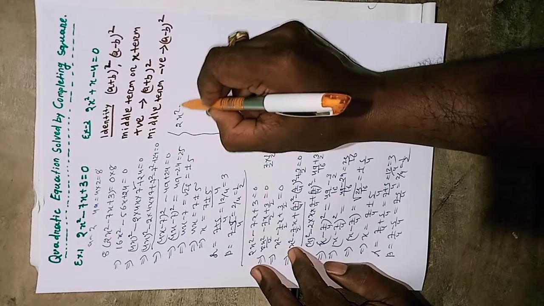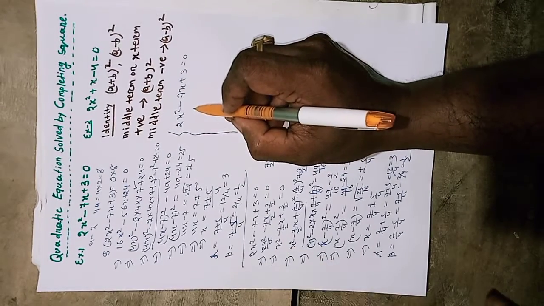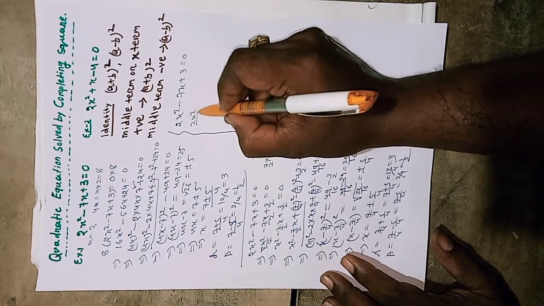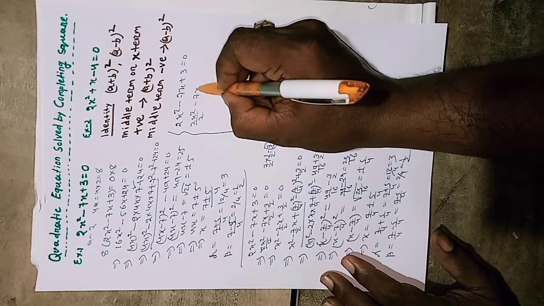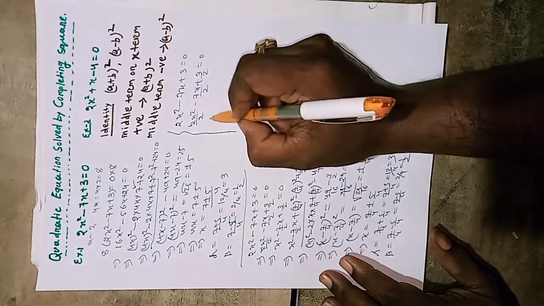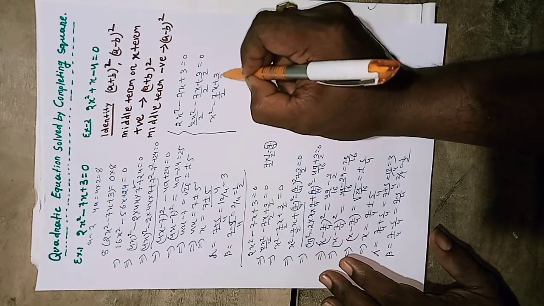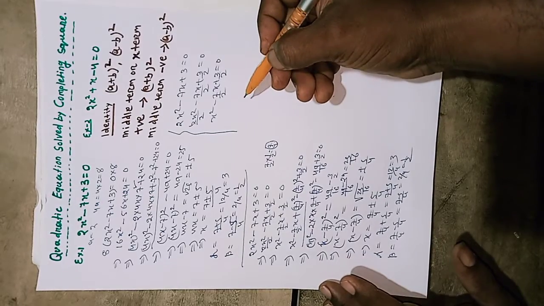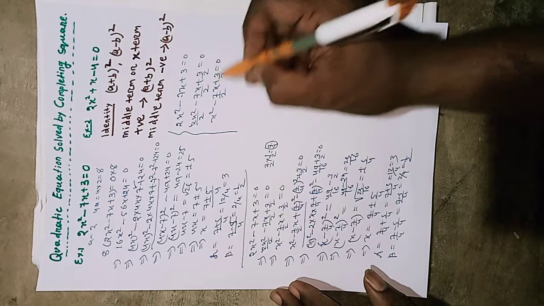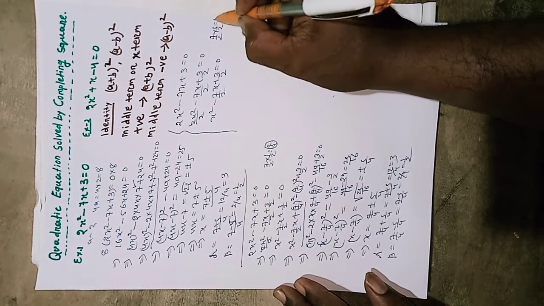Solve the same equation, 2x square minus 7x plus 3 equal to 0. In this process, divide each term by the coefficient of x square: 2x square by 2 minus 7x by 2 plus 3 by 2 equal to 0. The 2 cancels: x square minus 7 by 2x plus 3 by 2 equal to 0. Now, same, find half of the coefficient of x. Half of the coefficient of x means 7 by 2 into 1 by 2, that is 7 by 4.